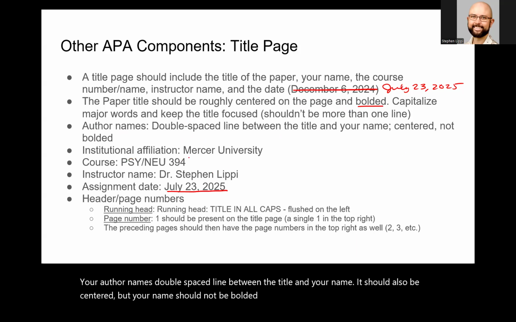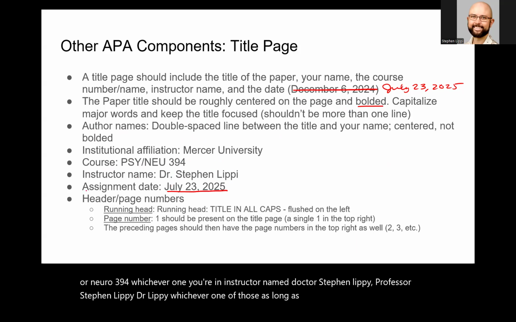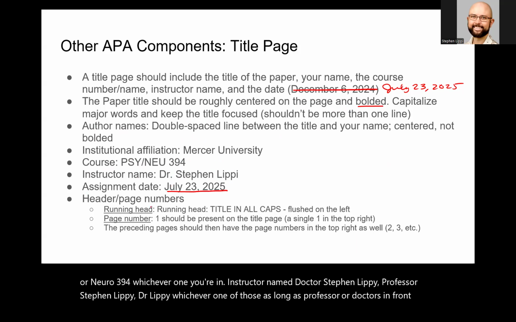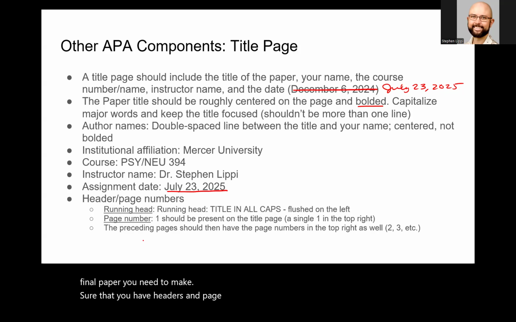Institutional affiliation is Mercer. Course, Psych or Neuro 394, whichever one you're in. Instructor name, Dr. Stephen Lippy. Professor Stephen Lippy, Dr. Lippy, whichever one of those, as long as professor or doctor is in front. Assignment date. And one of the things to keep in mind is when you are putting together your final paper, you need to make sure that you have headers and page numbers in your APA manuscript.